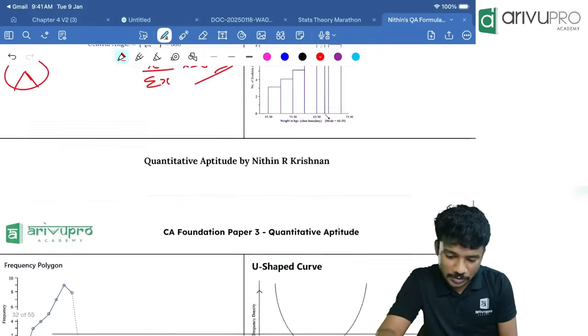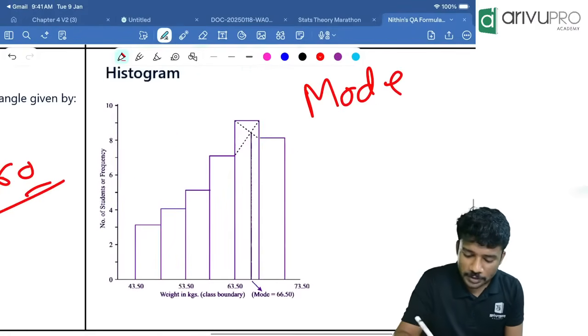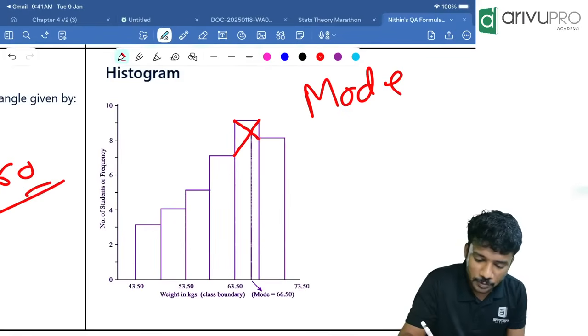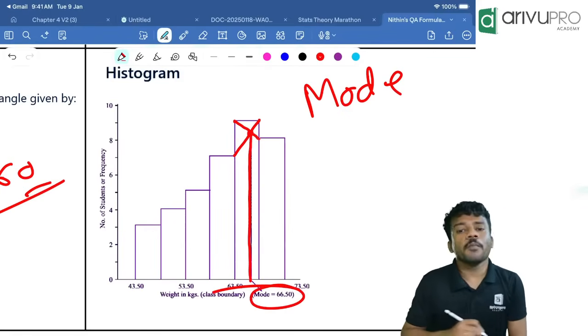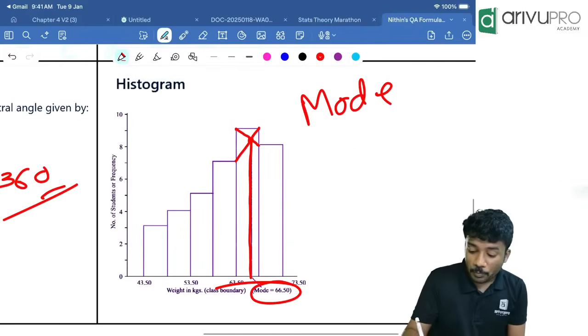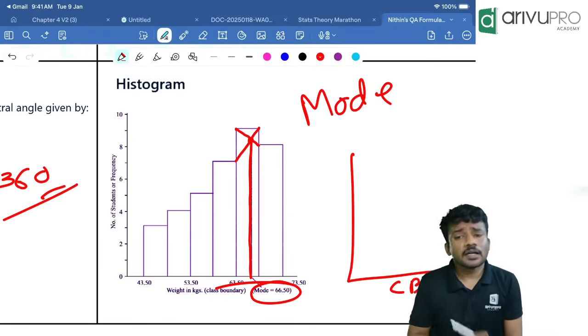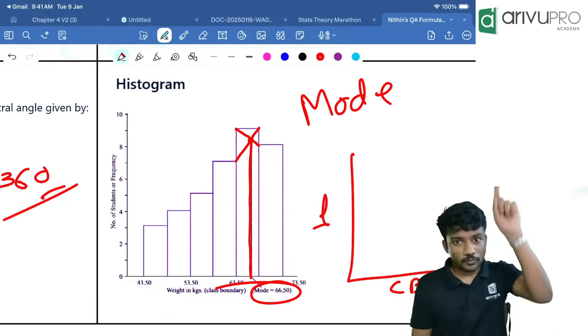Next one is histogram. Using histogram, what are you finding? The mode. When we join these 2 points and these 2 points, they will meet at a point, and the corresponding value is called the mode. And people, while solving for mode, the class boundary is in the x-axis, and the frequency is in the y-axis.